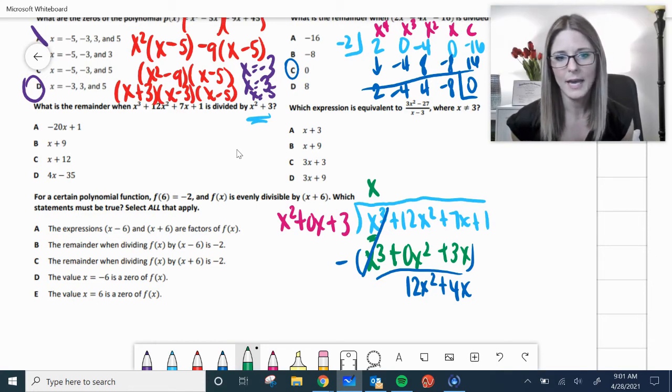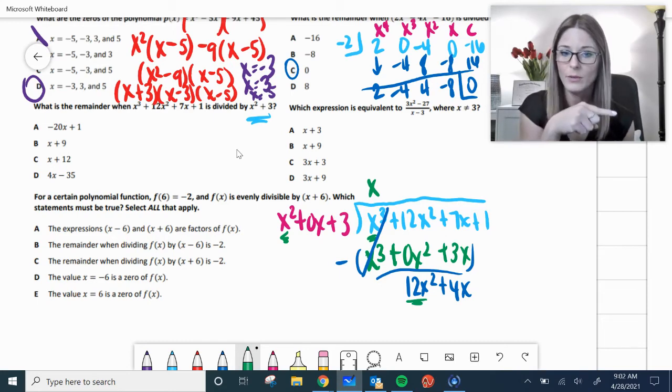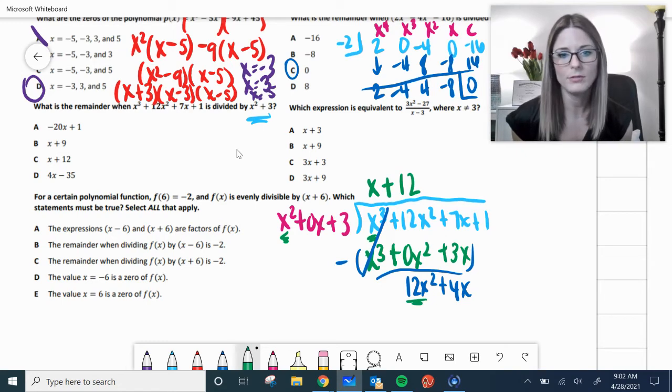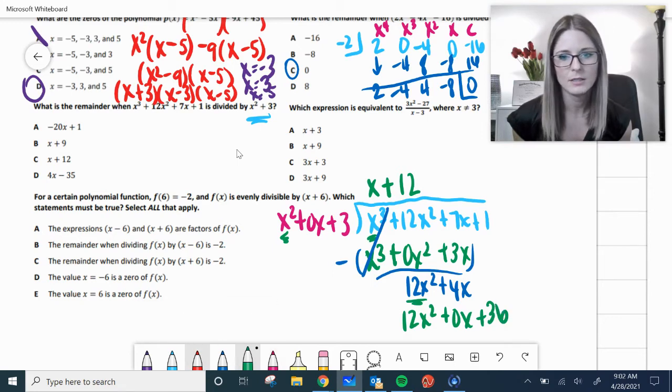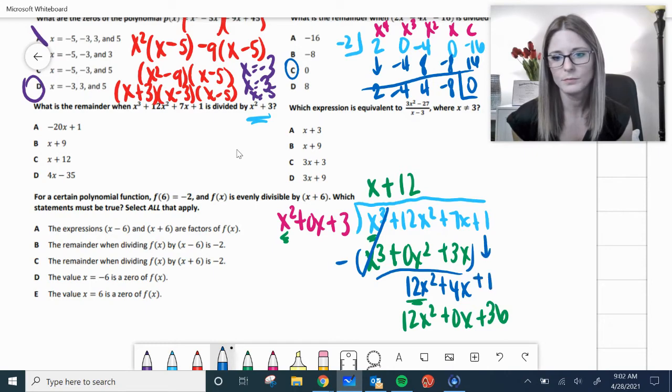I am looking at my x squared and my 12x squared. What would I have to multiply x squared by to make it 12x squared? 12. So 12 times x squared is 12x squared. 12 times 0x would be another 0x. And then 12 times 3 would be 36. I didn't bring down my 1.